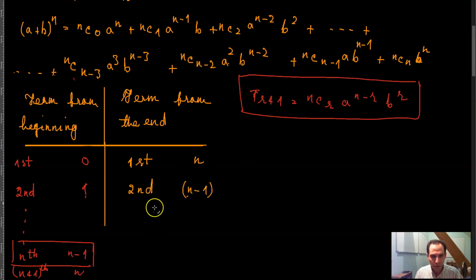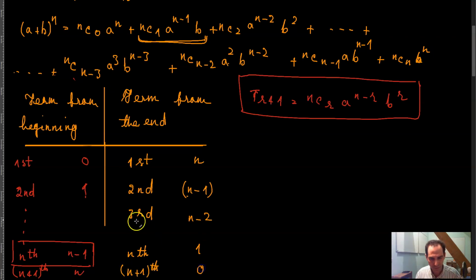The third term from the end, the value of r becomes n minus 2, until you can say that at the nth term from the end, which would be this term over here, if you start counting from here, the value of r would be 1, and at the n plus 1th term from the end, the value of r would be 0, right?